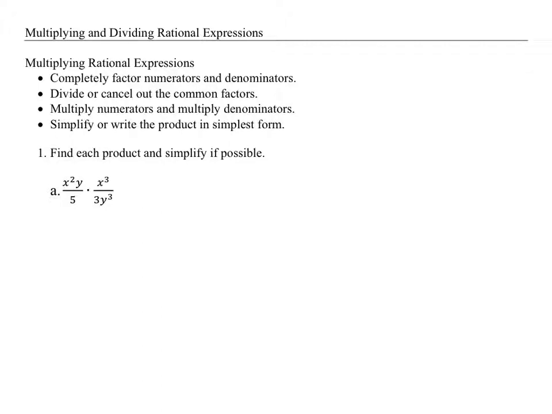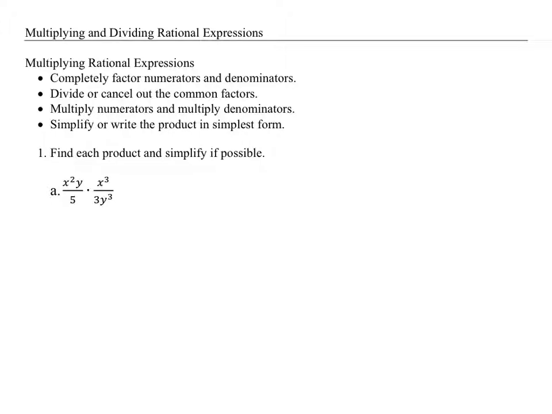This lesson is about multiplying and dividing rational expressions. So here we go for multiplying. It's very similar to simplifying. Completely factor the numerators and denominators if possible. Divide or cancel out the common factors. So we're always dividing out to get what number? Answer: 1. Multiply the numerators, multiply the denominators, simplify.